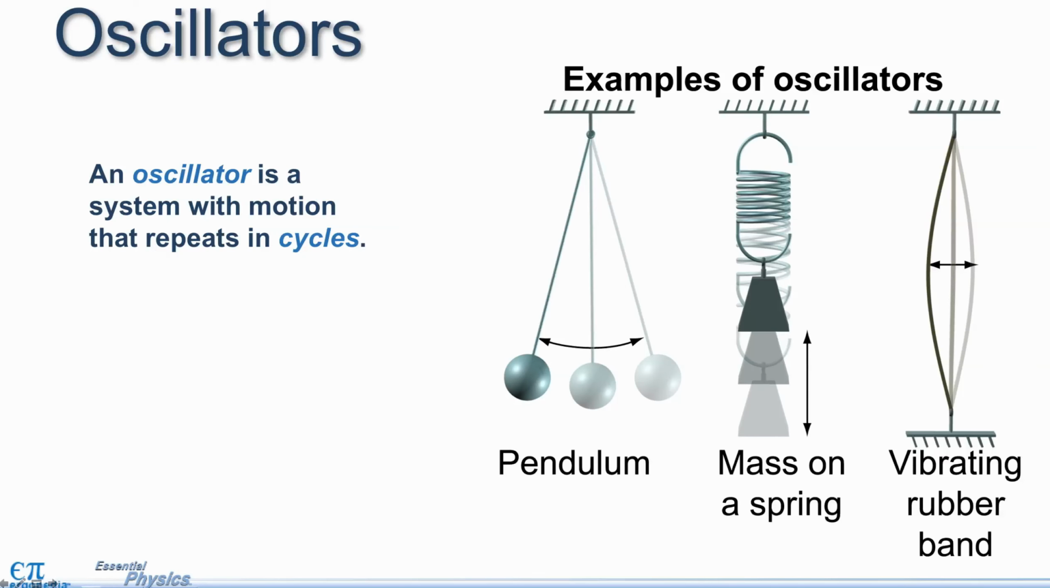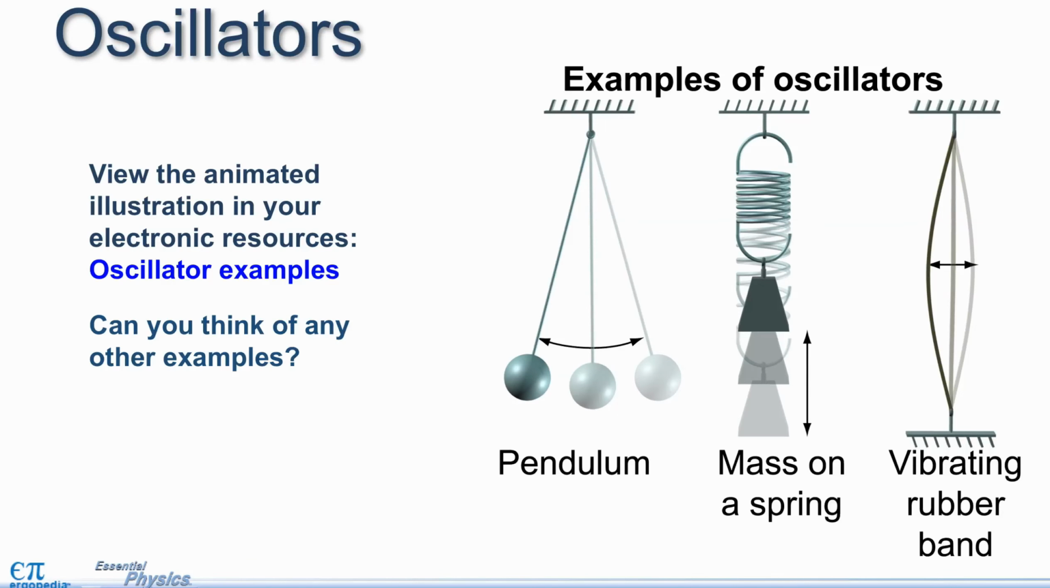So an oscillator is a system that has motion that repeats in cycles. And so there's actually a lot of examples of this, but 3 here are a pendulum moving back and forth, a mass on a spring that's moving up and down, and also a vibrating rubber band. If I gave you a rubber band and you plucked it, it would actually move back and forth very rapidly. And if you made it a tighter rubber band, you could actually hear it vibrate at higher frequencies. And this would tell you that in fact it is a periodic motion, so it is a kind of oscillator.